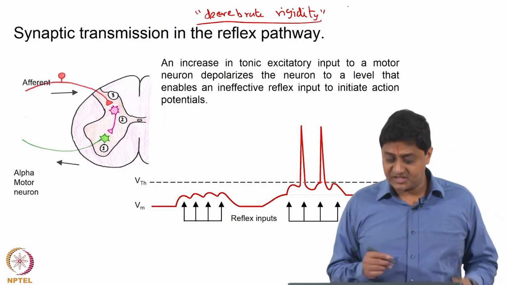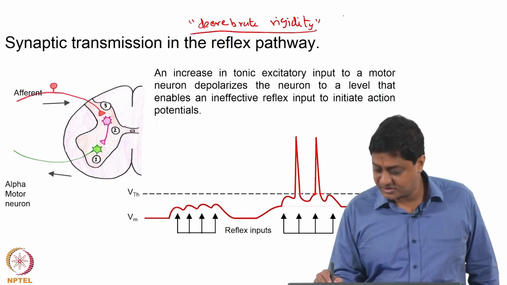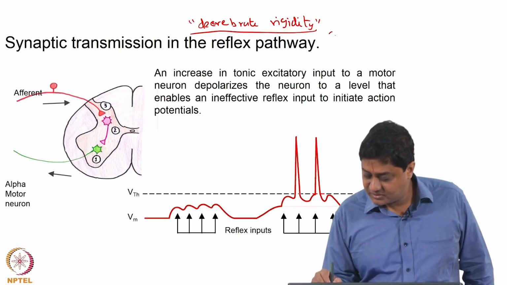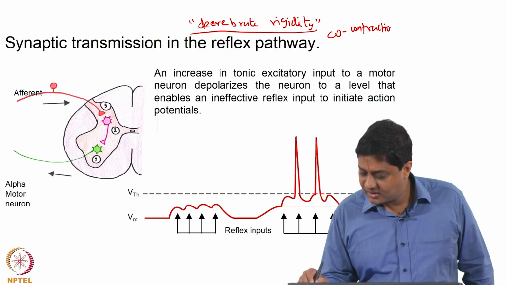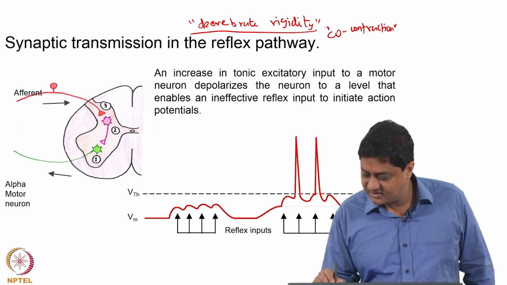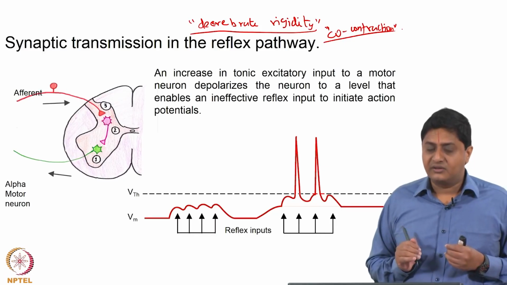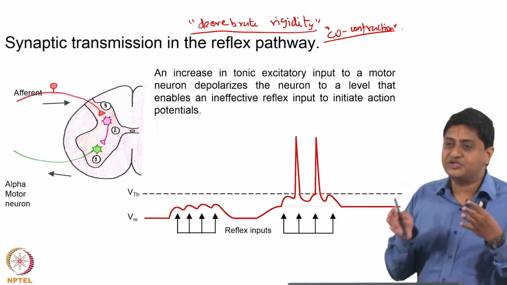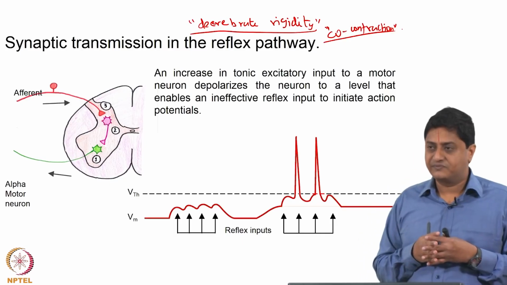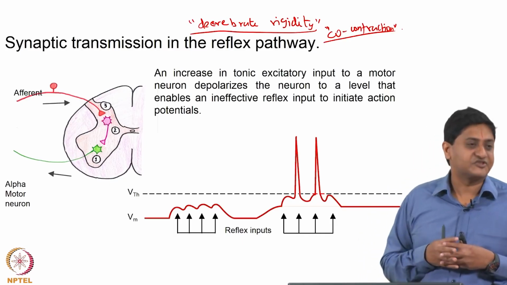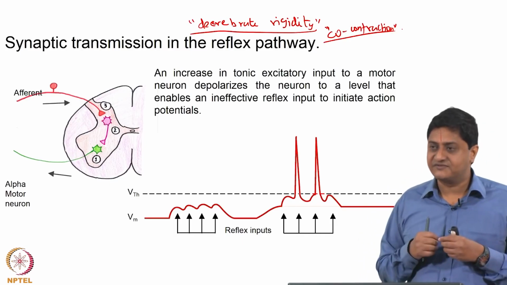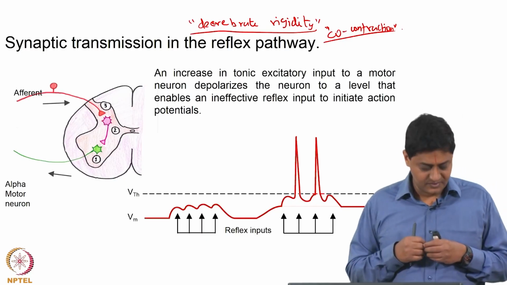So, this is again possible. That means co-contraction is again possible through descending inputs. Let us remember, whenever I say descending inputs, where are these things coming from? What are the various sites at which you could modulate the reflex responses? There are only 3 places in which you could modulate the reflex responses, is it not?